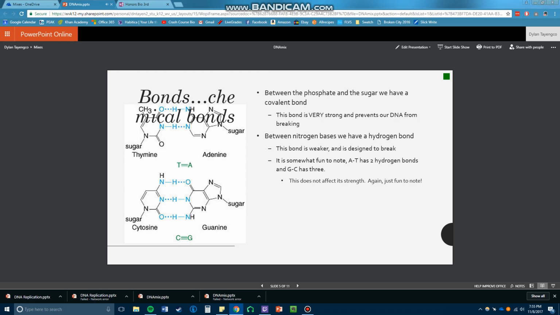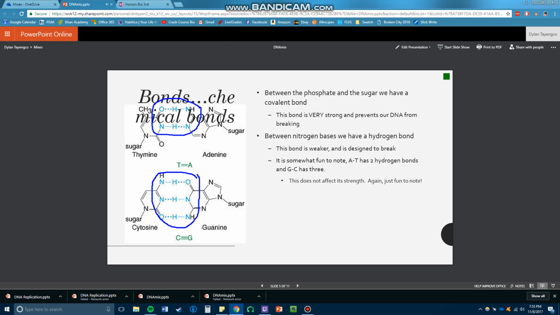Looks kind of chaotic here, but don't freak out. We're just talking about the chemical bonds, and for some reason my heading got all messed up. Obviously, you can see on the imagery that we have 3 hydrogen bonds between C and G, and we have 2 between T and A. We talked about that. We don't treat it any different though. It's still just hydrogen bonds.